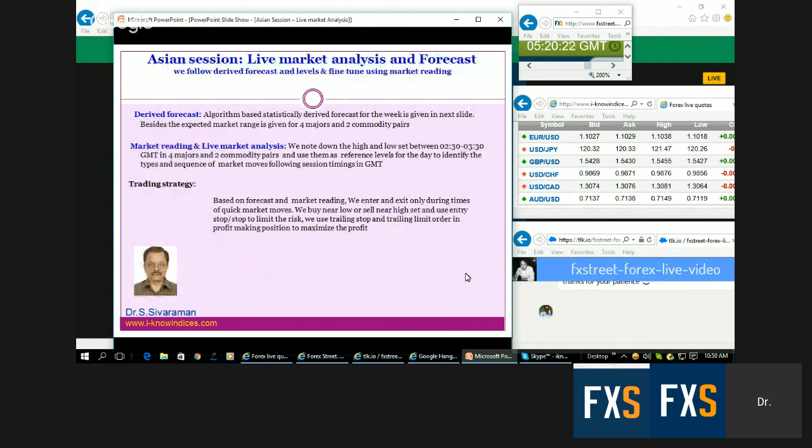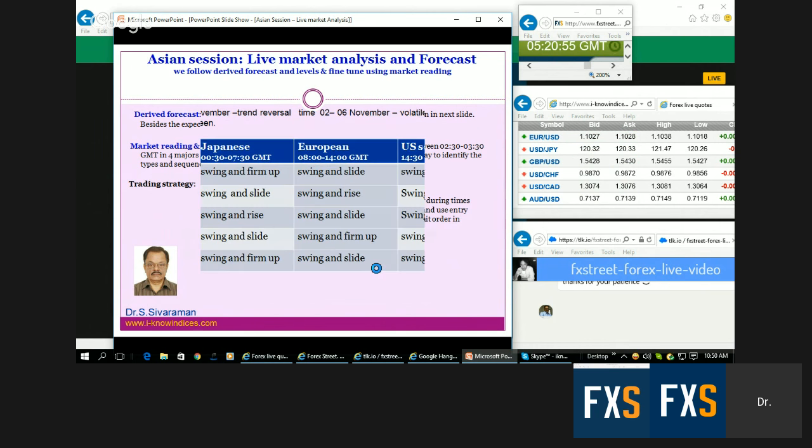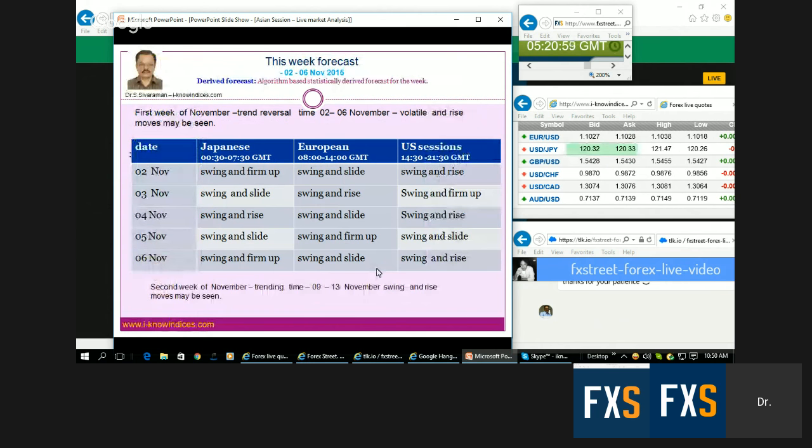So we take into consideration three important components, namely the derived forecast, which is statistically derived by sequential statistical analysis, and also we fine-tune the forecast because the forecast is given for the week or the month, and every day we fine-tune it by using a market reading technique and also live market analysis, and find out how exactly we can take the trades. Then also I'll explain to you the trading strategy, how I use it during taking the positions live before you. And I will also recommend the trades, and that can be used in a demo trading platform, and you can find the reliability of the forecast.